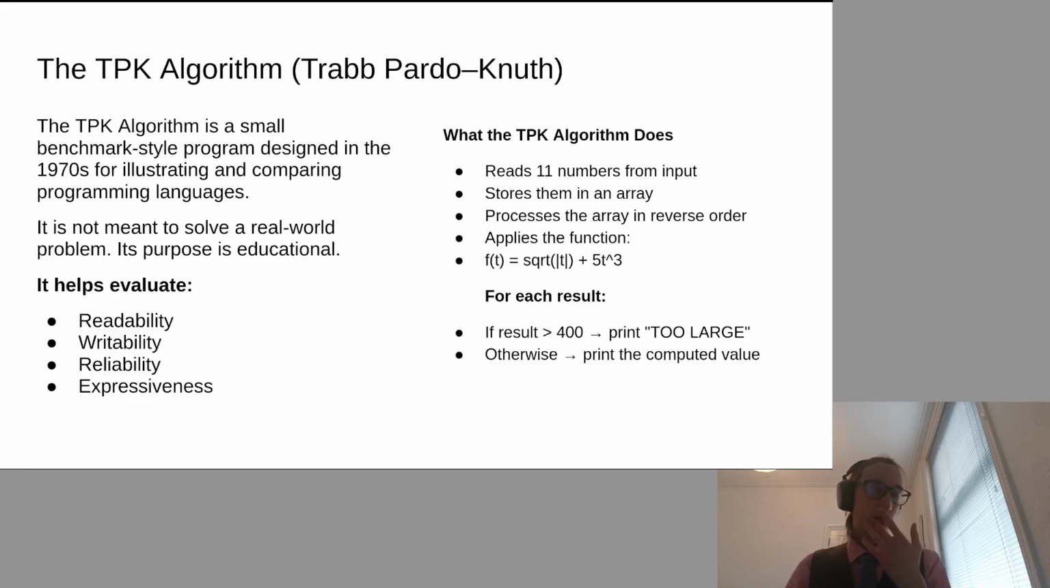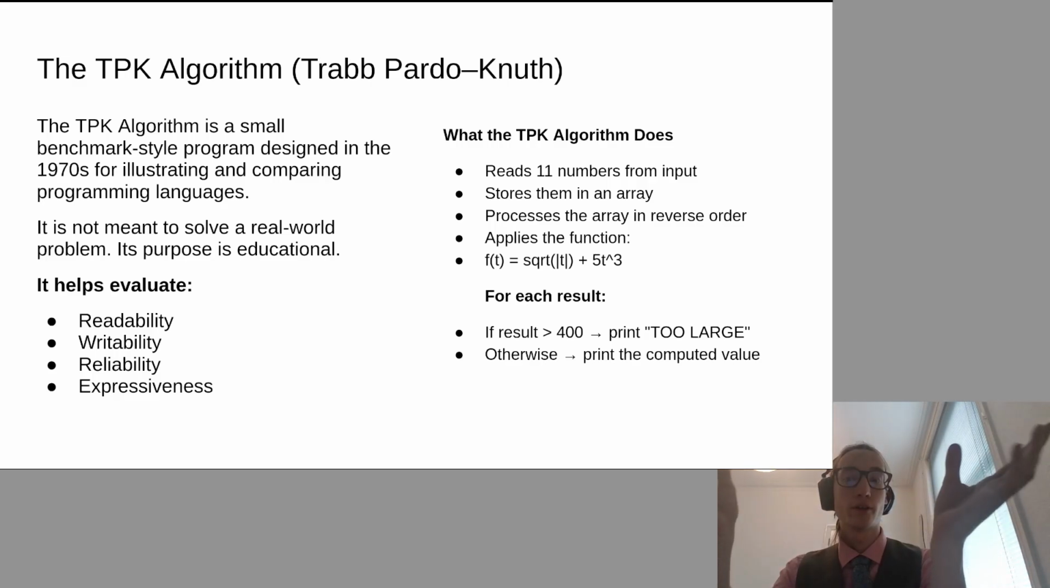So the TPK algorithm will read 11 numbers from input, store them in an array, and flip, or reverse, the array. It applies the function: the square root of the absolute value of the element, plus 5 times the element to the power of 3. Then for each of these results, if the result is greater than 400, it will print "too large", otherwise it will print out the computed value.